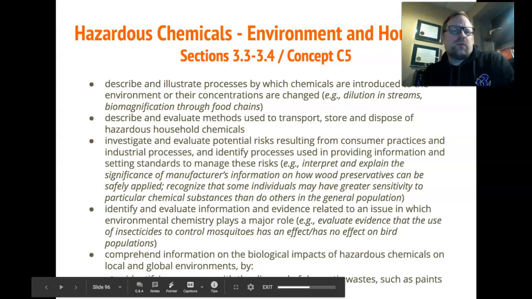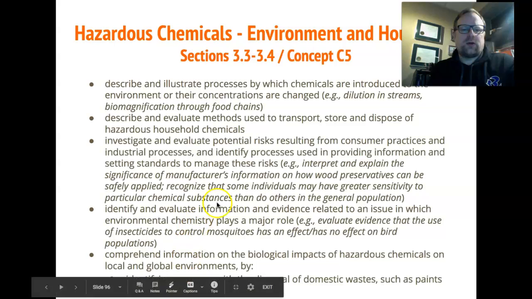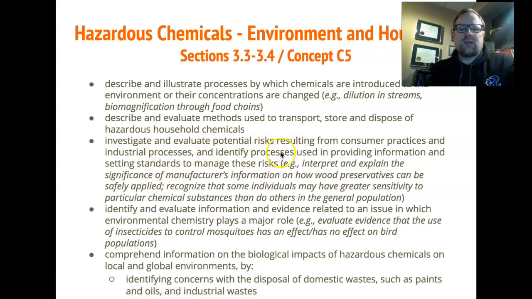These are the outcomes that we're covering out of the program of studies, and they're a little bit all over the place, but the big ones I'm going to point out here. We're going to talk about biomagnification. We're going to evaluate methods used to transport, store, and dispose of hazardous household chemicals. We'll investigate potential risks resulting from consumer practices, so we'll focus a lot on us as consumers, as well as industrial processes and some of the ideas associated with that.